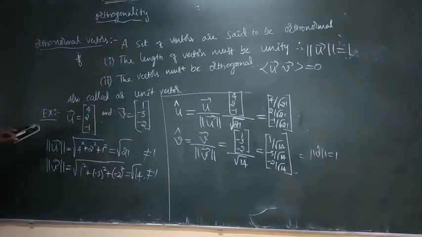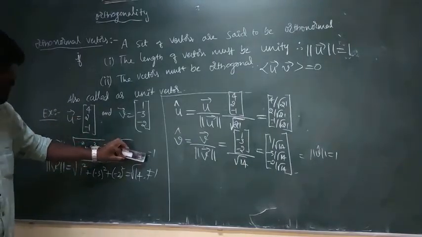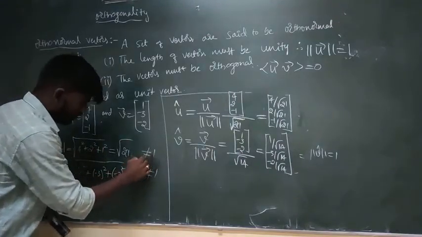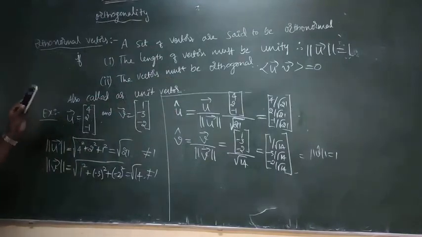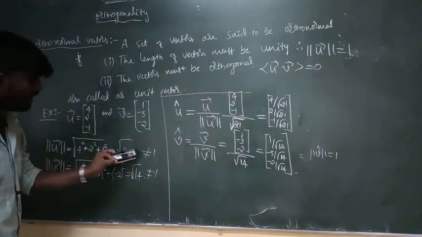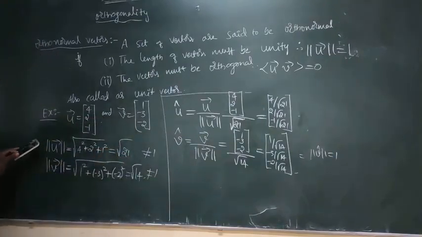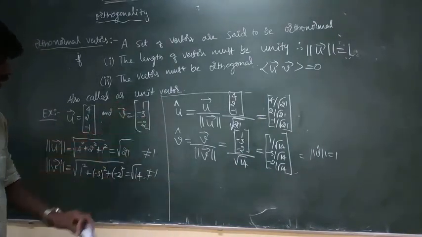First we check whether the length is equal to 1 or not. If it is not equal to 1, we have to find the orthonormal vectors for U and V. If the length is equal to 1, then the given vectors are orthonormal vectors. Otherwise, we have to find the orthonormal vectors.